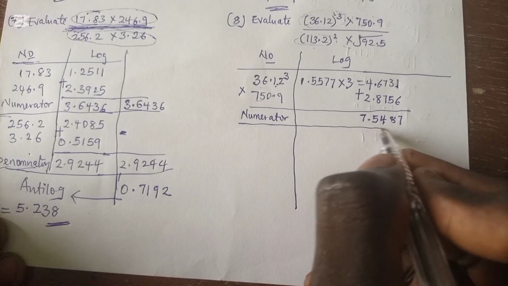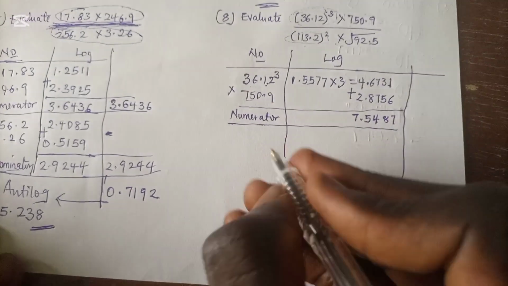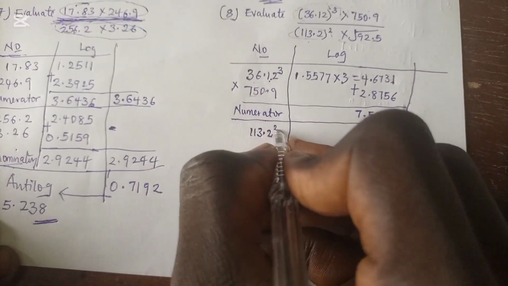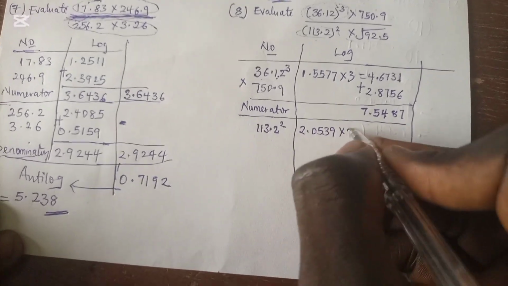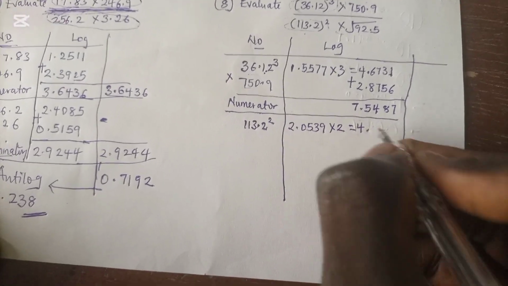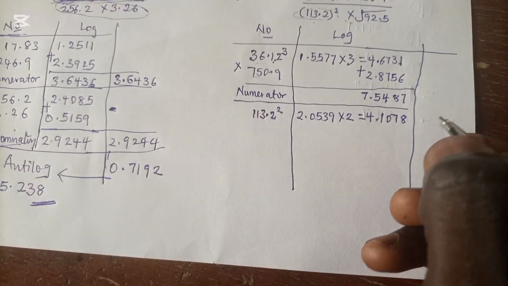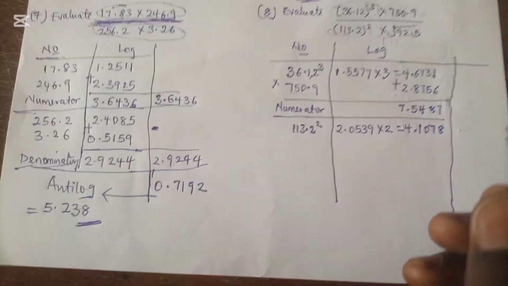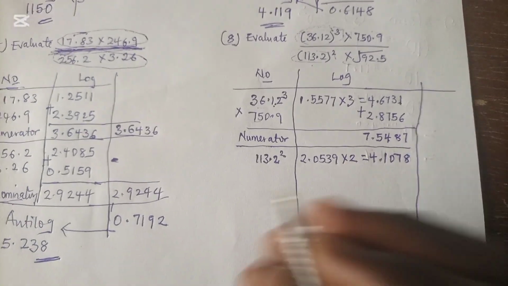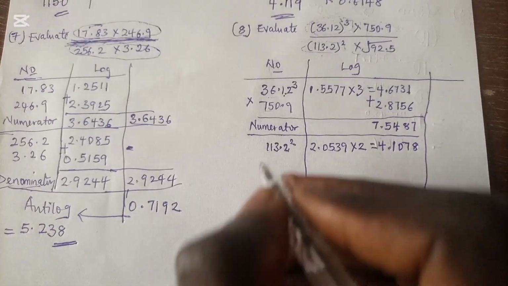Now let's move to the denominator. For the denominator, we have 113.2 square. So we'll find the logarithm of 113.2. That will give us 2.0539 multiplied by 2, that will give us 4.1078. As you are seeing, I'm getting the answers quickly because I already wrote what the logarithms are. You have to check the logarithm table to get them. This is just to make the teaching effective and quick.